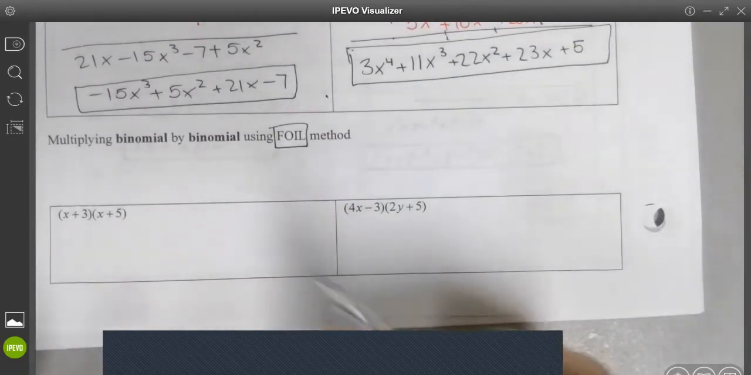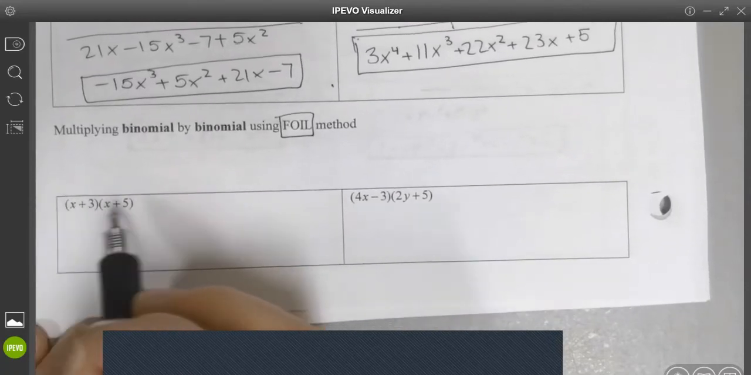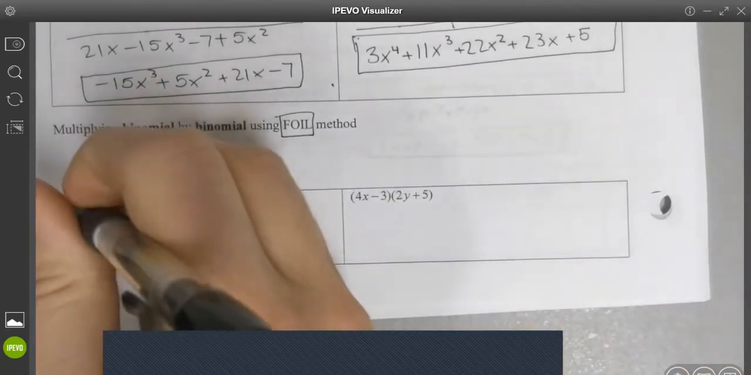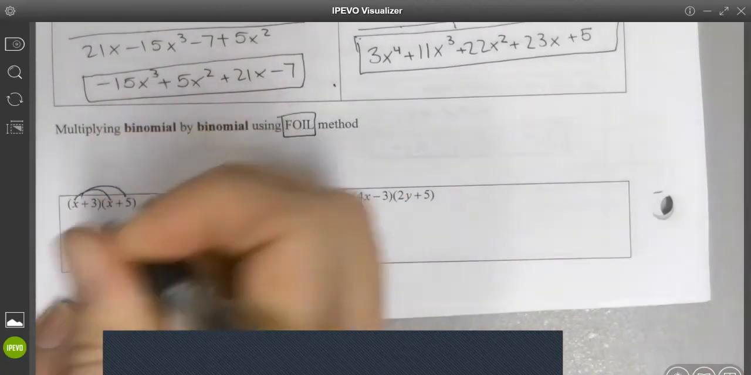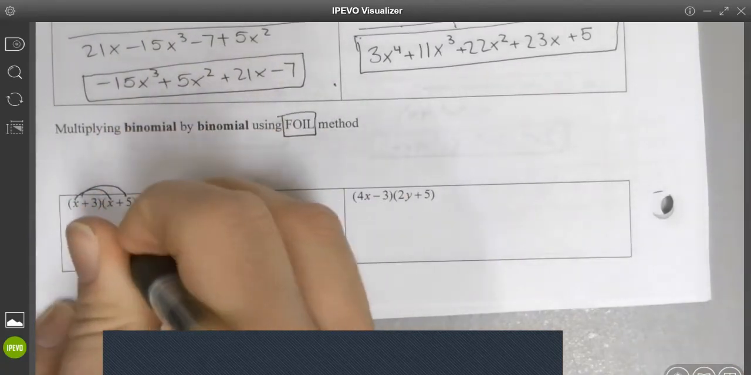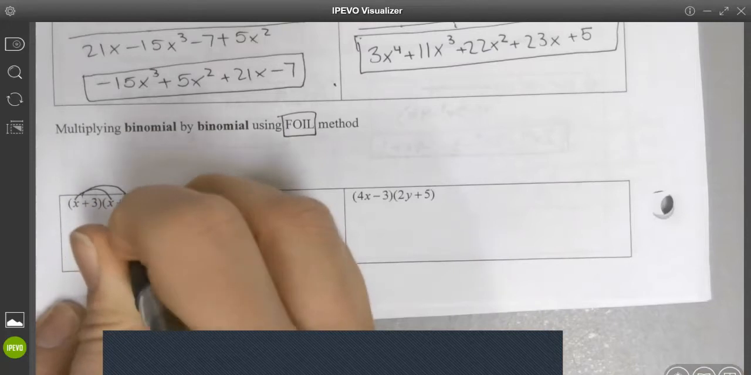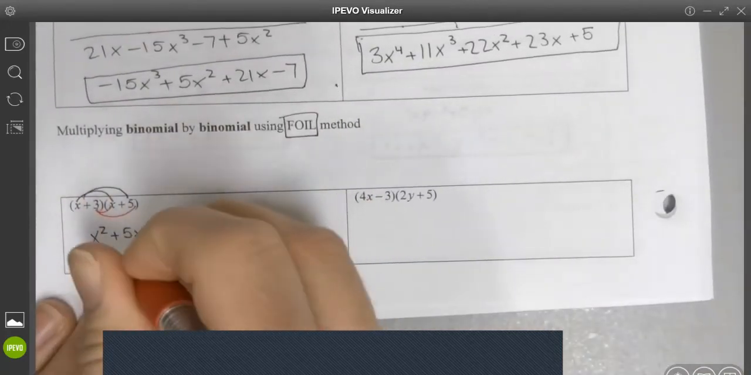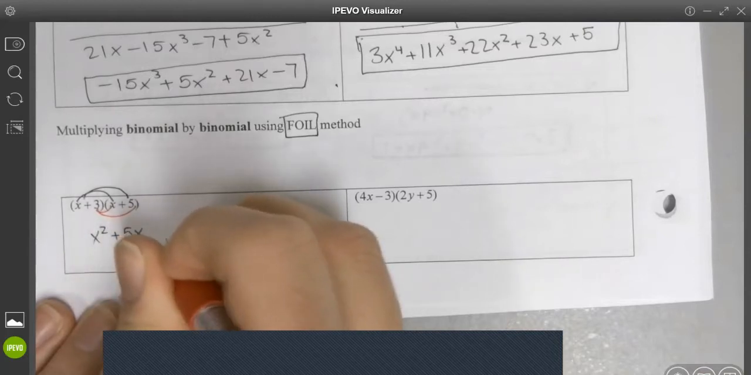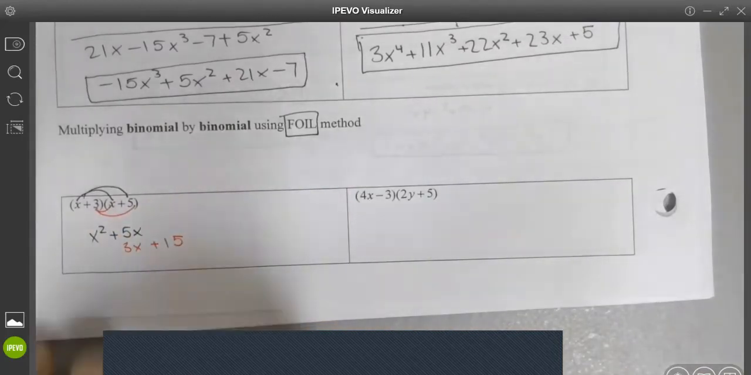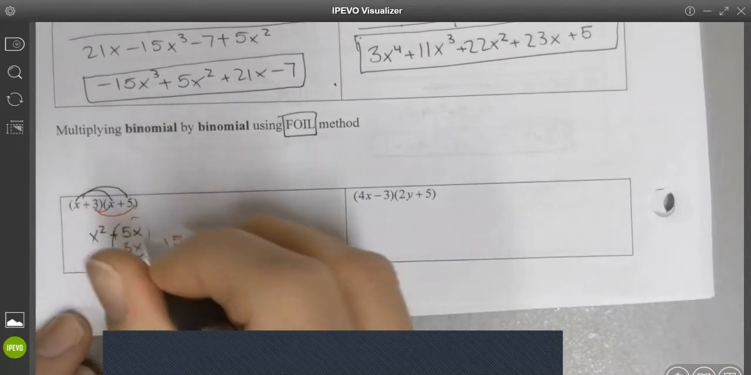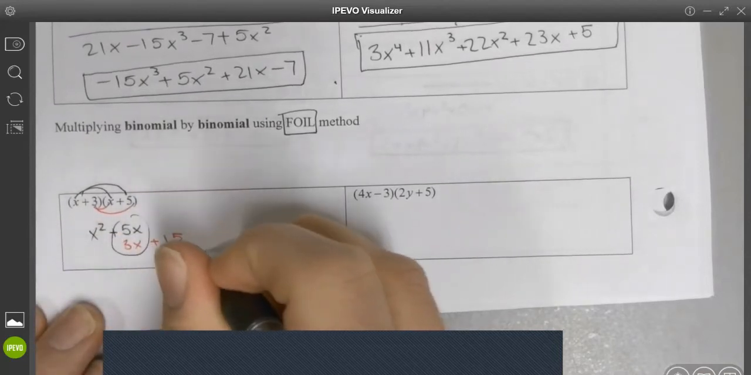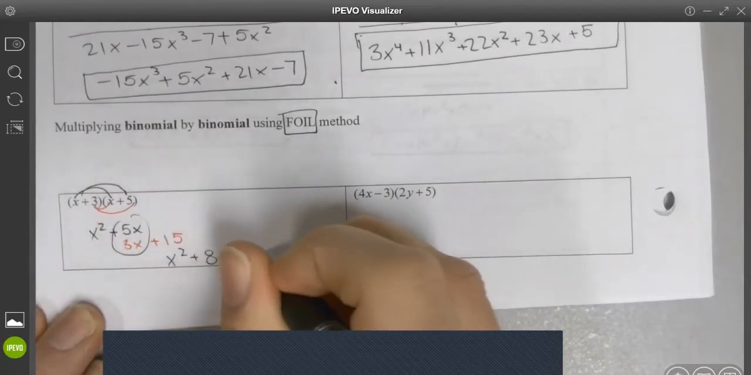So what I do when I look at a binomial times a binomial, I do exactly what we did up above. Take the first term, and I distribute that, which gives me x squared plus 5x. I take the second term, and I distribute that, which gives me 3x plus 15 here. And then I combine my terms, giving me x squared plus 8x plus 15.